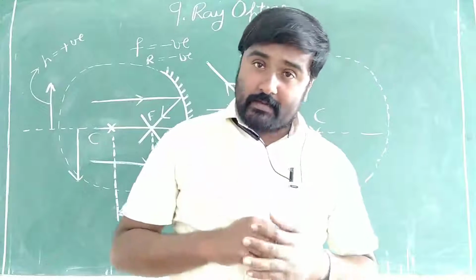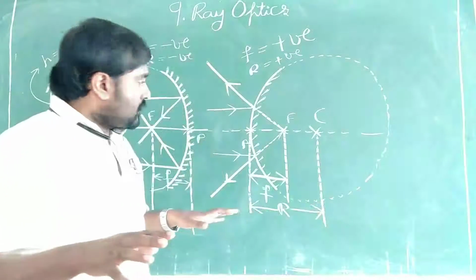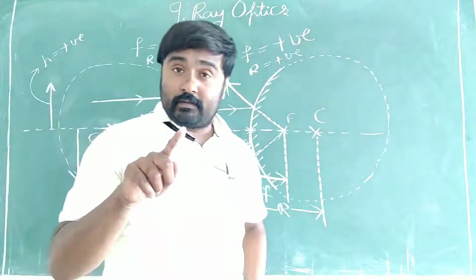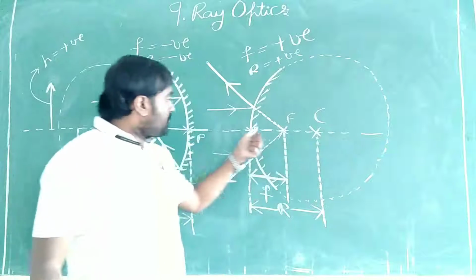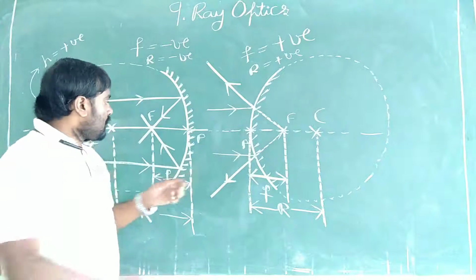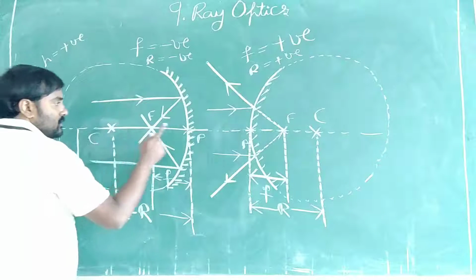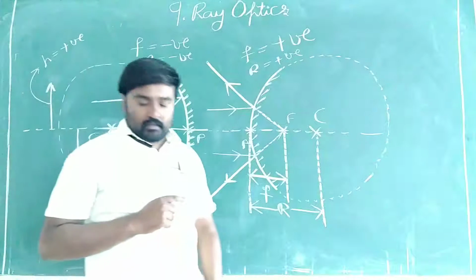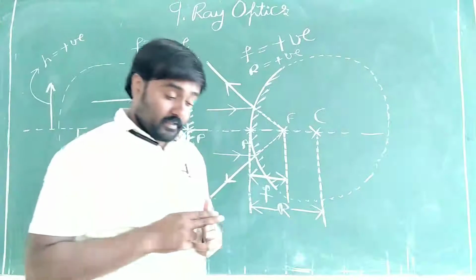The second one: all the distances are measured along the principal axis from the pole. So that is the second sign convention.